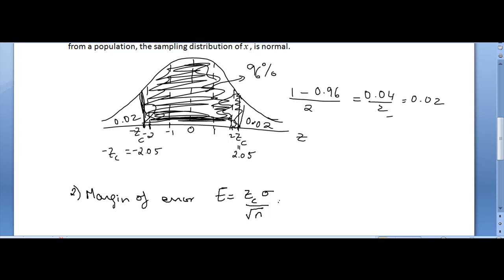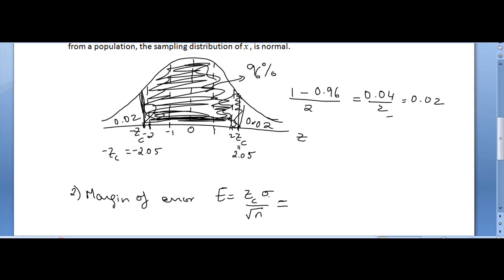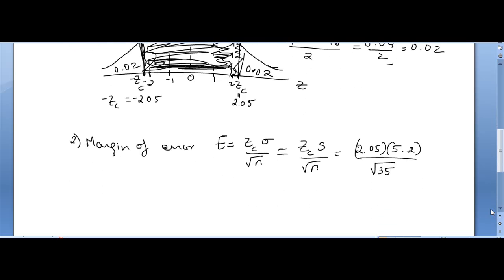Now, sigma is the population standard deviation, and often it's the case that you don't know the population standard deviation. So because we are working with samples of size n greater than or equal to 30, we can replace the sigma by s that we know from our sample. So now we can compute this. ZC, as we just found out, is 2.05. S, the sample standard deviation, was given to be 5.2 in this problem. And we divide this by square root of the sample size, which is 35. And we can use a simple calculator to do that.